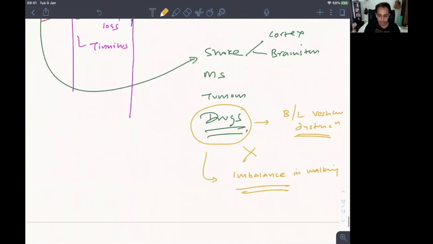Management completely depends on the cause. If it is a stroke, then you'll manage a stroke. If it is multiple sclerosis, then you will need to give immunosuppression. There are symptomatic medications that you can give, betahistine, etc., and dicyclomine for vomiting. But the important thing is to find the cause and treat the cause.